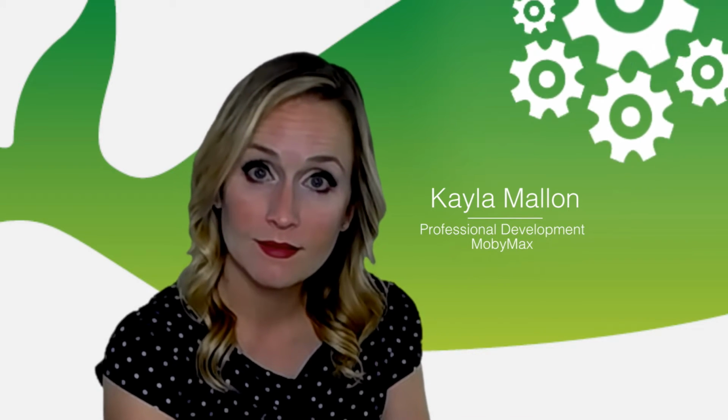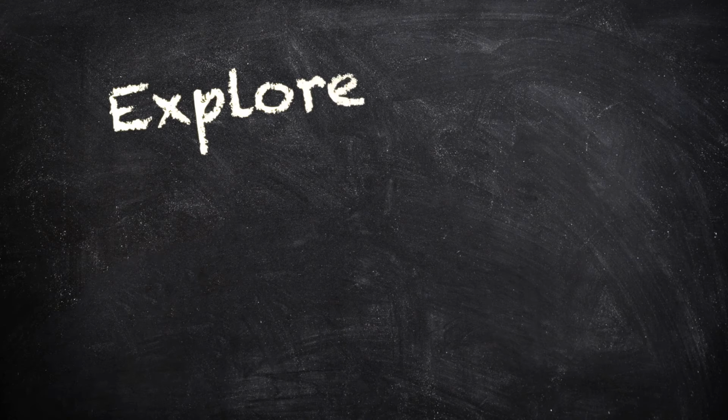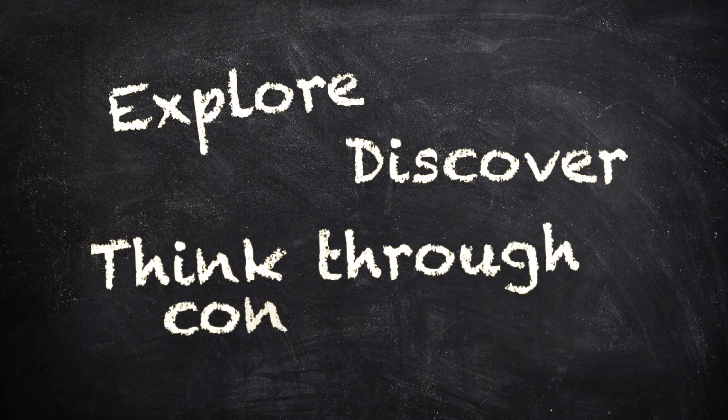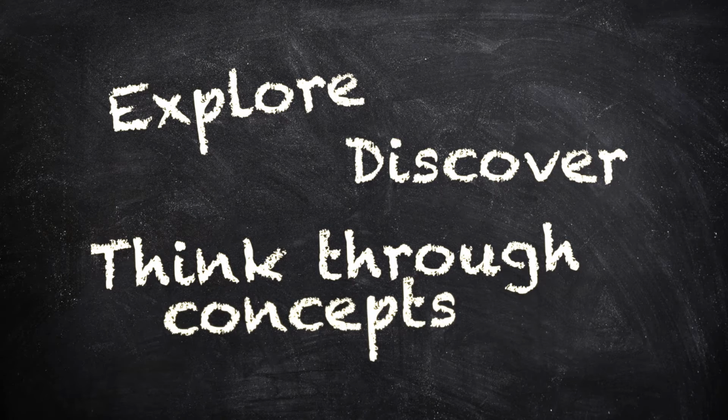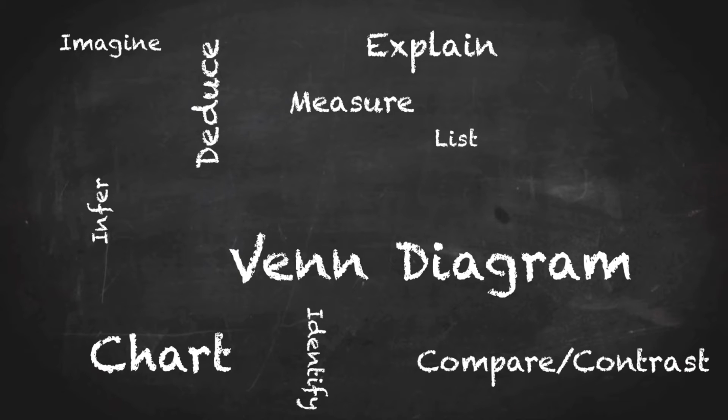In the Social Studies module, students will learn history, geography, economics, and government through cognitive skill manipulatives. When students interact with the material, they will retain the information. MobyMax Social Studies gets students to explore, discover, and think through concepts through the cognitive skill manipulatives that are based on over 35 different cognitive skills.